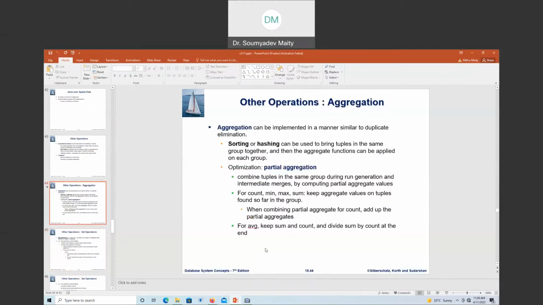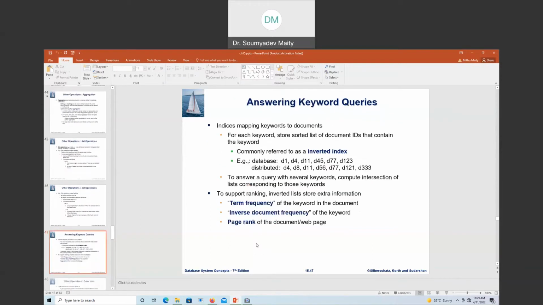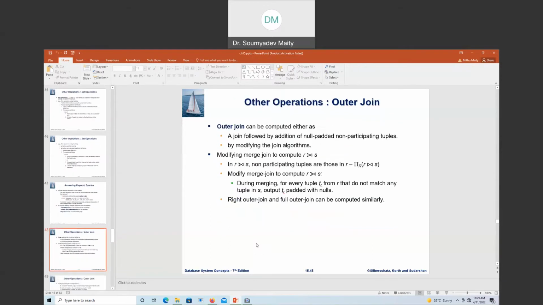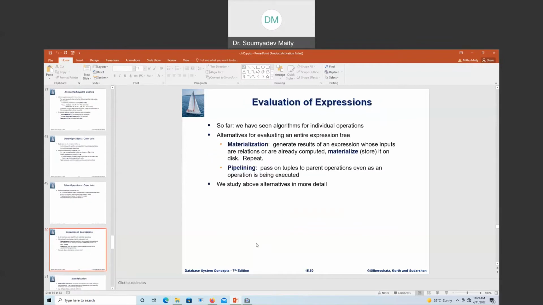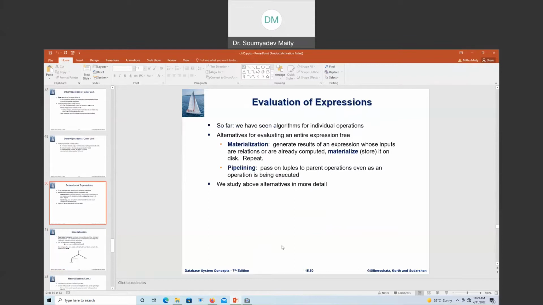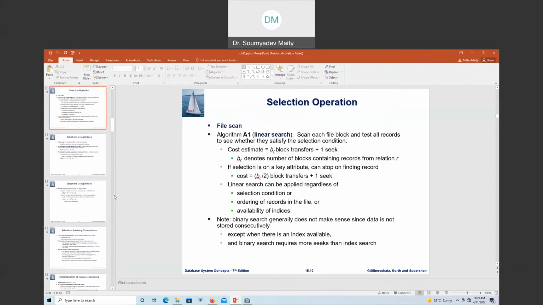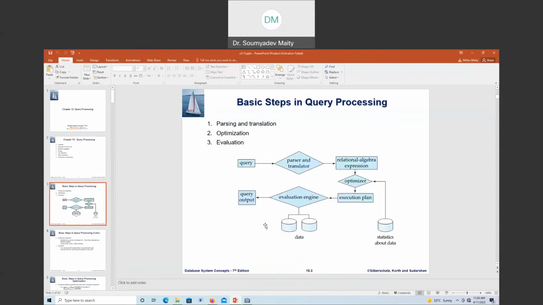So basically, these are the operations. Similarly, we can also implement union, intersection, and other operations. Okay. So this is the end of this chapter. Let us have a brief review of what we have learned.